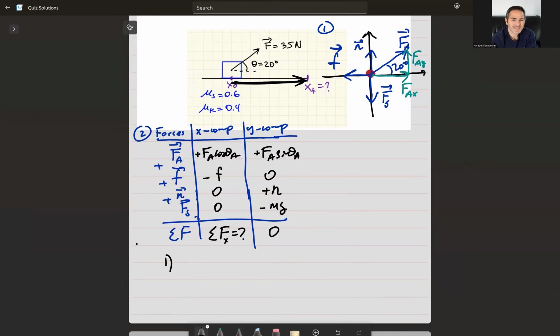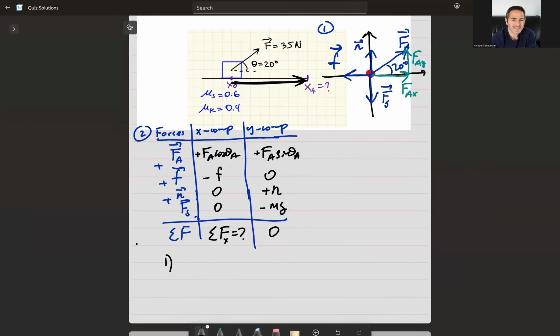Now, equation two will be the net force. So this is equation one, net horizontal force. Equation two, net vertical forces. So this will be FA sine of theta A plus normal force minus mg equals 0.